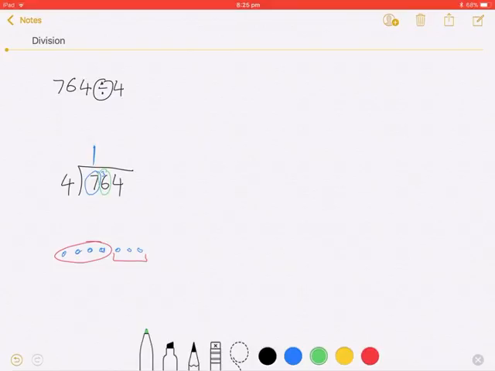So how many 4s fit into 36? Well, I know that 4 9s are 36, so 9. And the last one's easy. How many 4s fit into 4? 1. So that's my answer.